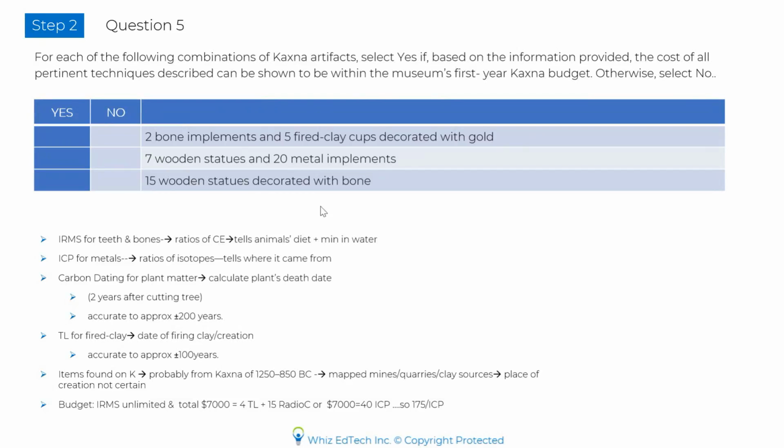I'm just going to go back here. So once again, our calculation that we made earlier, this we already know. So $7,000 is the annual budget. Let's first read the question stem. For each of the following combinations of Kaksna artifacts, select yes if, based on the information provided, the cost of all techniques described can be shown to be within the museum's first year budget. Otherwise, no. So once again, the same thing as question number 2, almost similar. We know that the budget can accommodate either this much or this much.